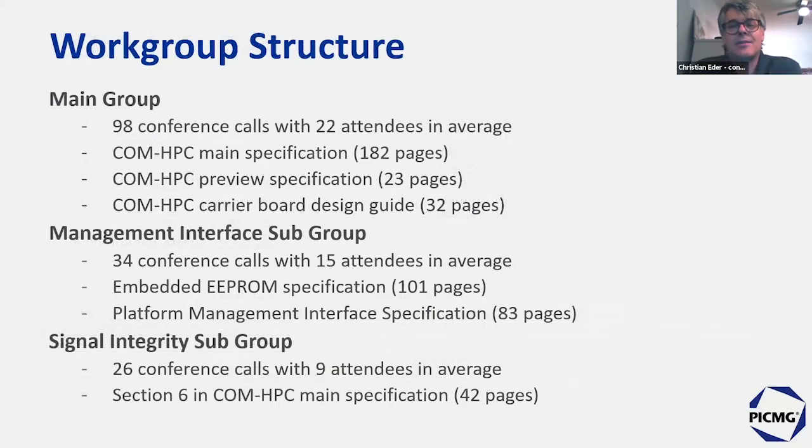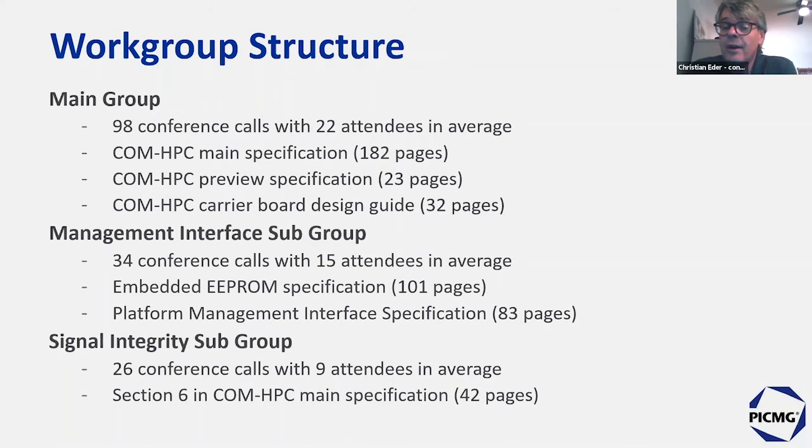So I did some statistics. How much energy is behind, how much work is behind all this? So we had 3 different groups being active here. The main group with weekly conference calls. Up to now we had, this morning was another one, 99 calls up to now, on average 22 attendees. And the spec itself right now is 182 pages. That's not the only document. There's the carrier board design guide, which currently only covers the Ethernet part, which is quite important, the 25 gigabit Ethernet. That's a 32-page document.